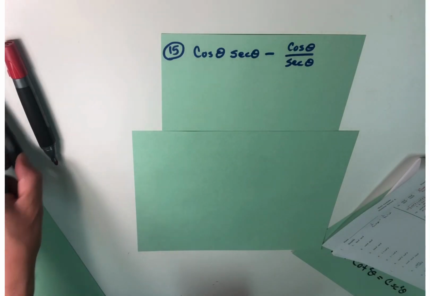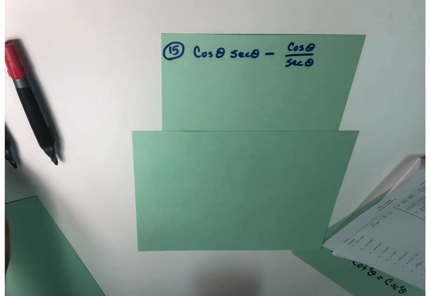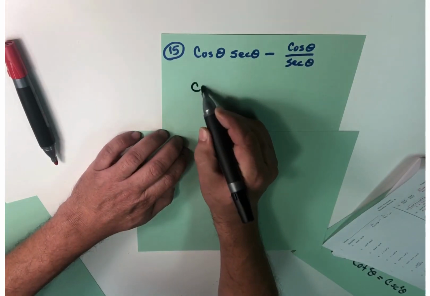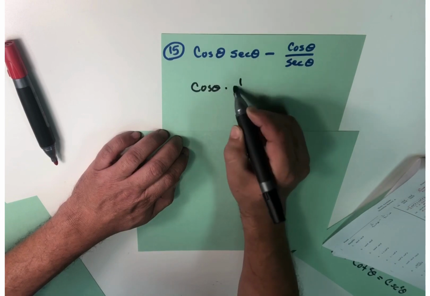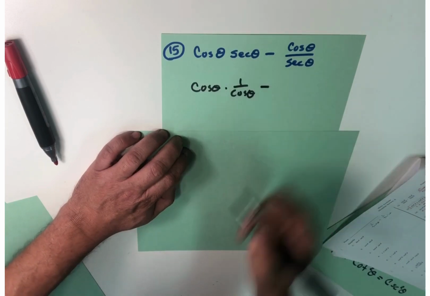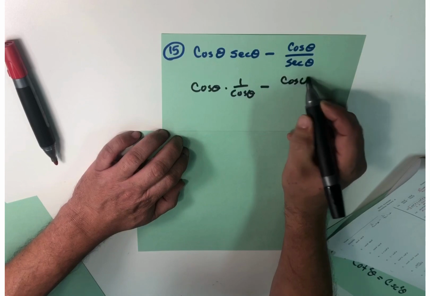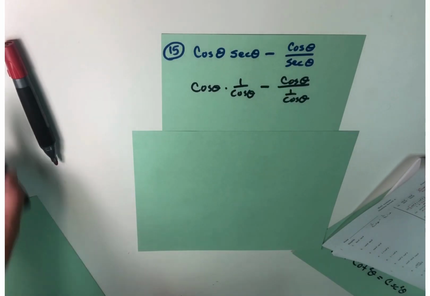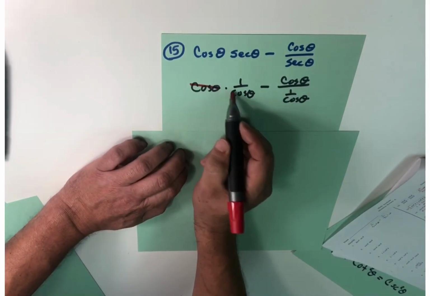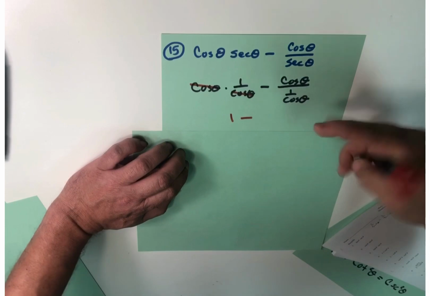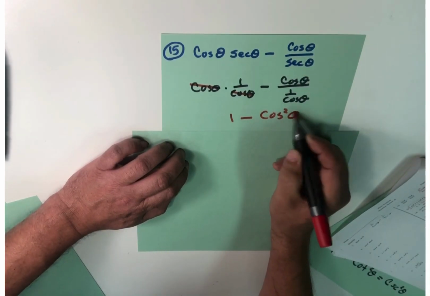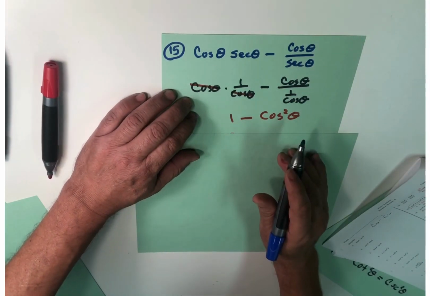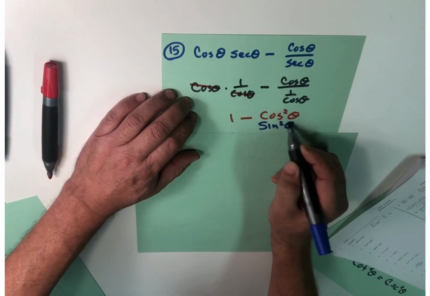Number 15, I am going to notice that there is a secant there. So once again, I'm going to change the secant. I'm going to change this to the cosine of theta, leave it alone, 1 over the cosine of theta. Minus the cosine of theta, change that secant to 1 over the cosine of theta. Okay, red marker here, cancel the cosines. 1 minus, do the reciprocal here, cosine square theta. And what is 1 minus cosine square theta? Yes, indeed, it is the sine squared of theta.